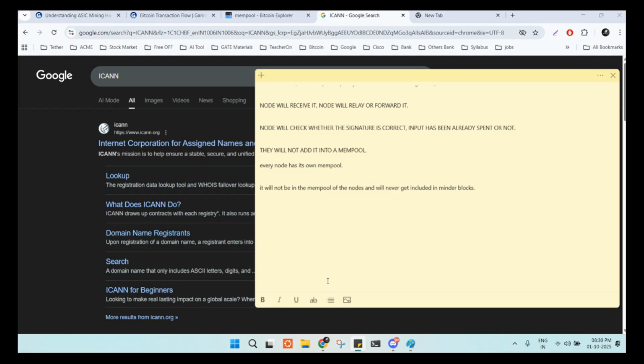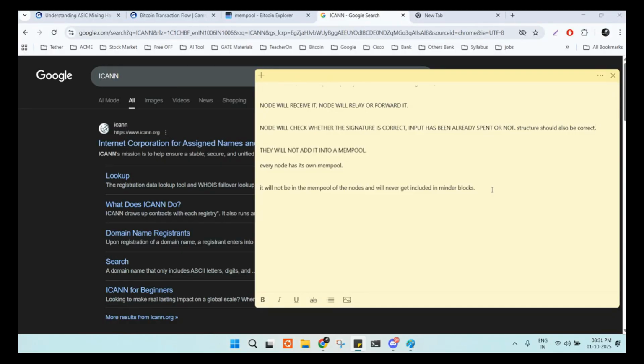Okay, so let us suppose everything is legit, the signature is correct, and along with the signature they will also check that the structure is correct. So if any of the things, like signature, double spending or the structure, is not correct, they will not accept it, they will not add it into the mempool, and it will never get into the mining blocks.